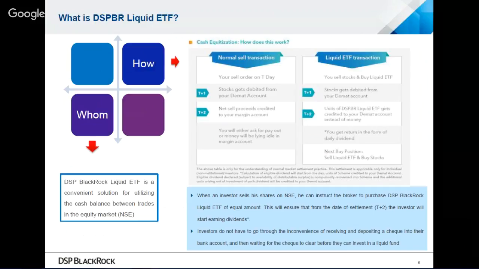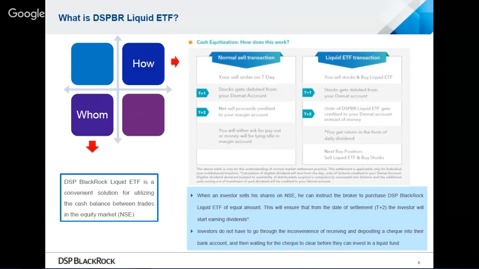So let's say you sell 2,000 rupees worth of ICICI Bank today. You will subsequently place an order for 2,000 rupees worth of liquid ETF on the exchange. So what you would typically do 2 or 3 days hence, you would do it at the time you sell your shares. On T+1, your shares get debited. T+2, liquid ETF will get credited to your demat account, and you begin to earn interest from T+2 itself.